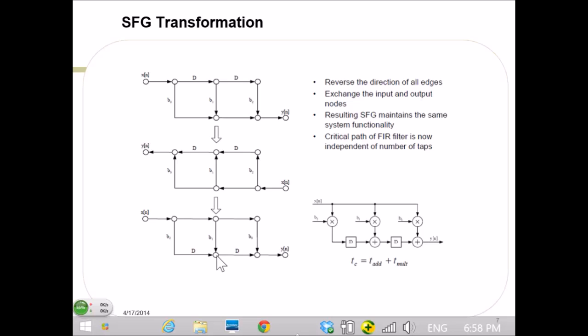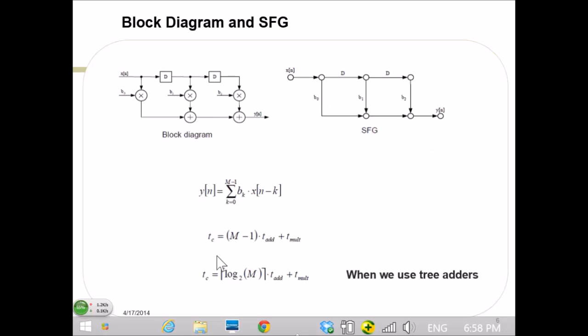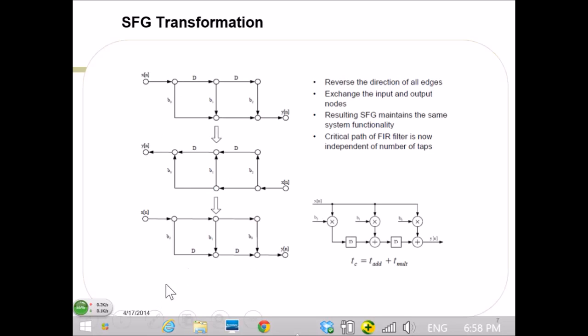Just to clarify for myself, first of all, the circles represent the multiplications. D represents the delay.